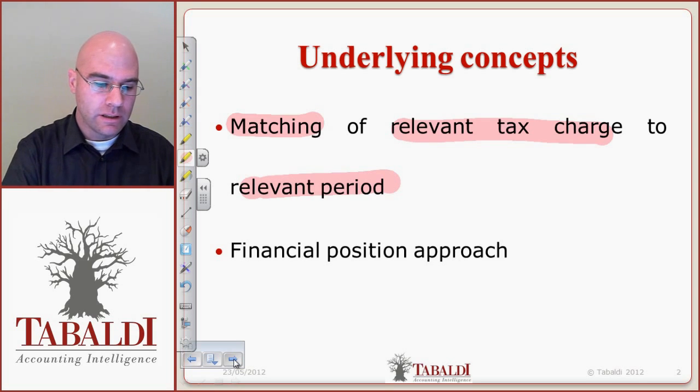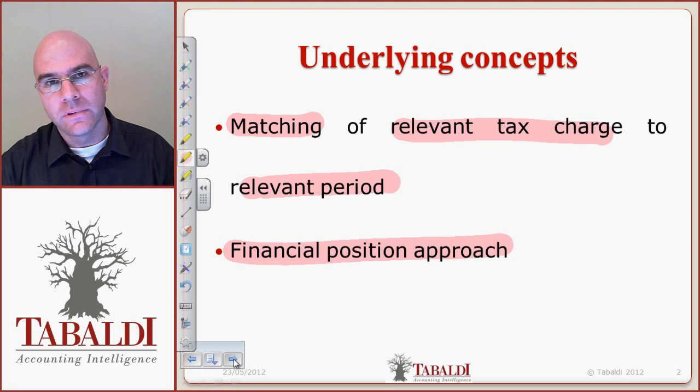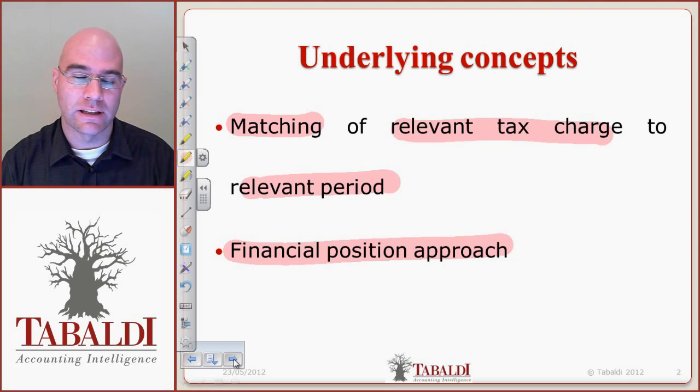IAS 12 designates that we should use the financial position approach. Under both US GAAP and under international accounting standards, we use something called the comprehensive basis and not the partial basis, as what used to be used in many areas in Europe and Asia.